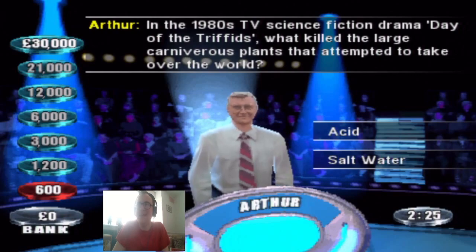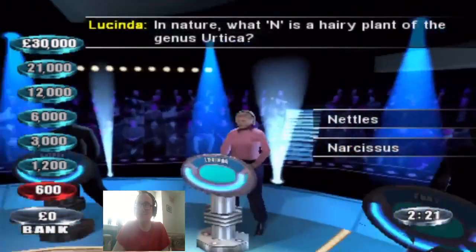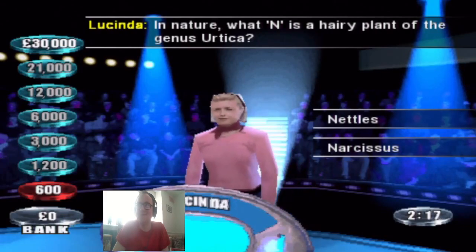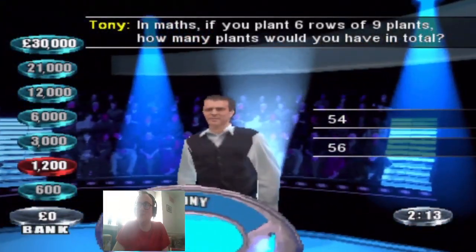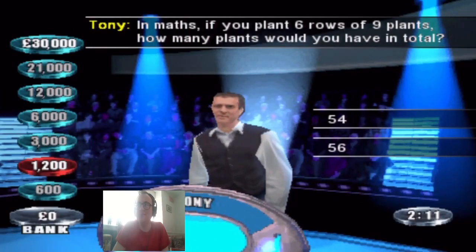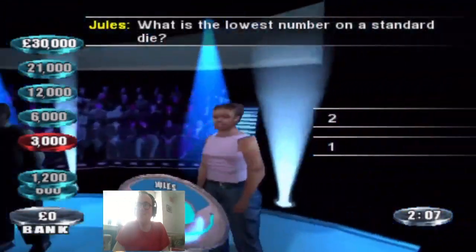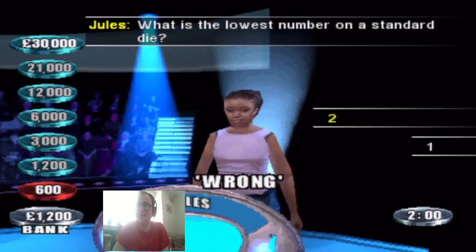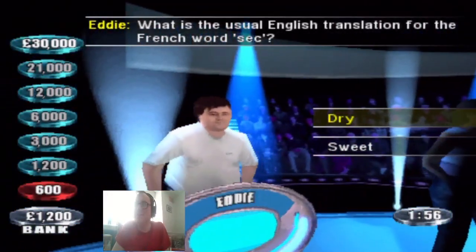Oh. Yes. Wrong. Yes, good. Lucinda, good. Nature. Which one of these? This will be my revenge against you, Arthur. Oh, yes. Correct. Tony, in science, which one of these is correct? Six rows and nine plants. That would be 54. Correct. Yes, of course. In entertainment, what's the lowest number on a standard die? Correct. That's one. Why would you bank on this? Oh, no. Wrong. What is the usual English translation for the French word sick?